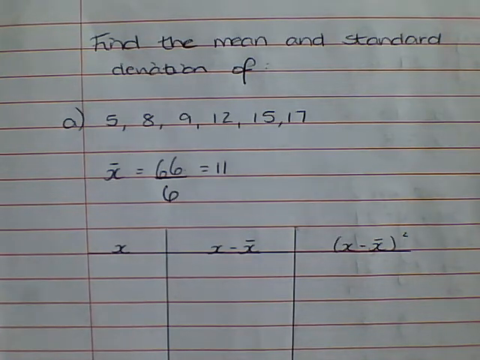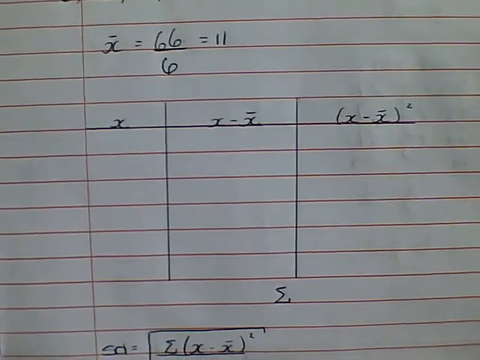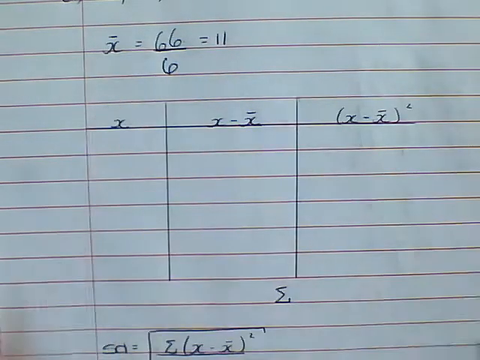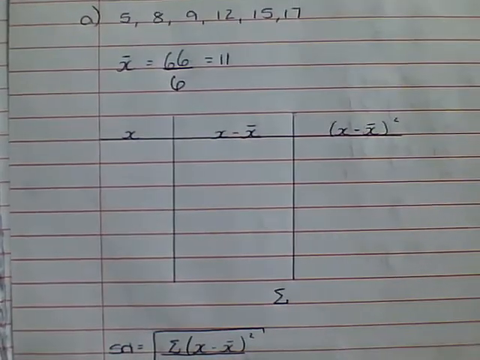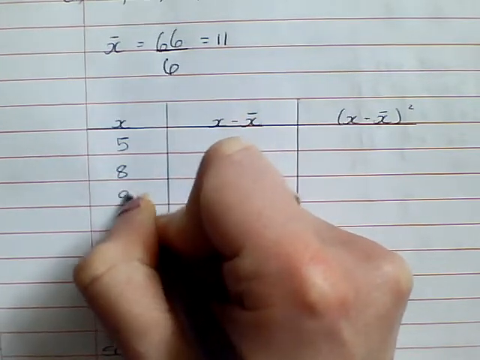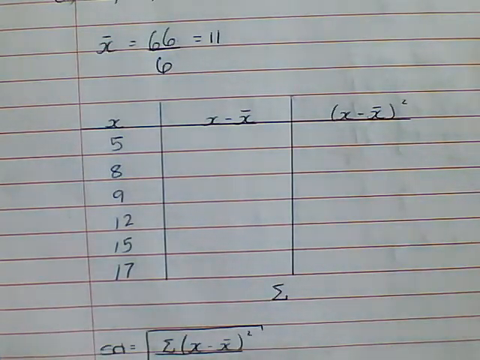Now I want to find the standard deviation, and I'm going to use a table for that to help. Now in this bit, I'm going to put down all my numbers that I had up at the start. So 5, 8, 9, 12, 15 and 17. I'm going to use a blue pen, and this is the bit you don't need to write.